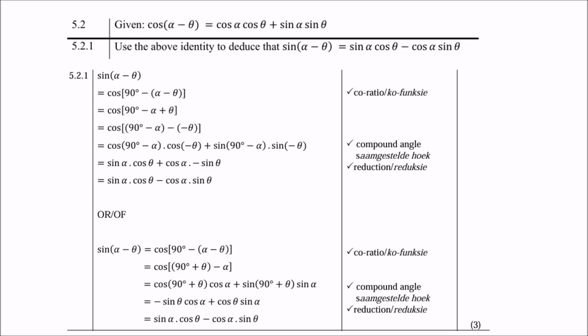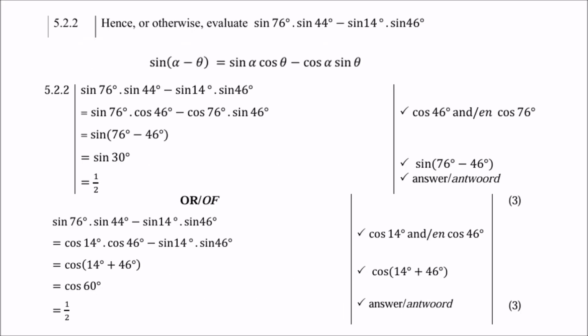Question 5.22, hence or otherwise, evaluate sine of 76 degrees times the sine of 44 minus sine of 14 times the sine of 46. Now, I know they didn't say without a calculator. Maybe they should have said without a calculator, but use the word hence to guide you. That means they sort of ask you to use what you determined in the previous question. So remember now in the previous question we've established that the sine of alpha minus theta is equal to sine alpha cos theta minus cos alpha sine theta.